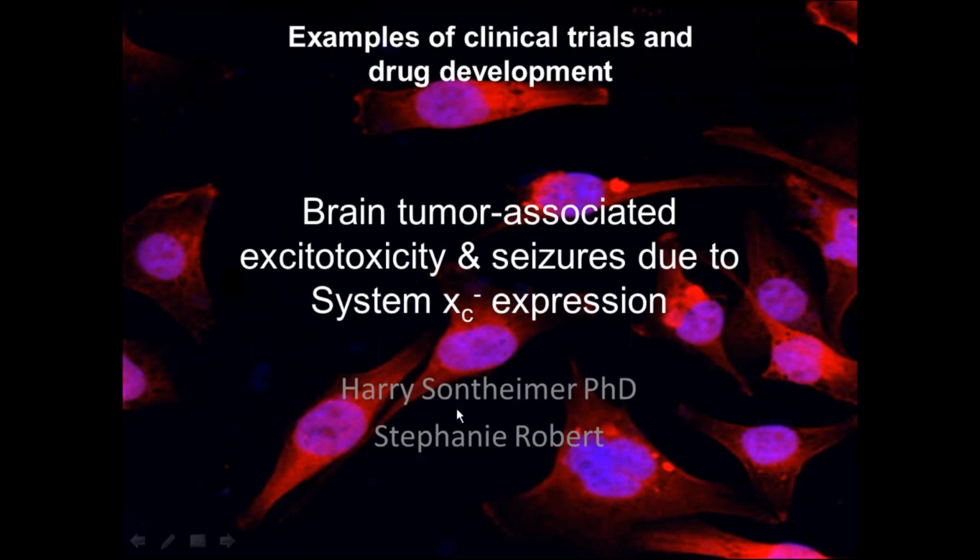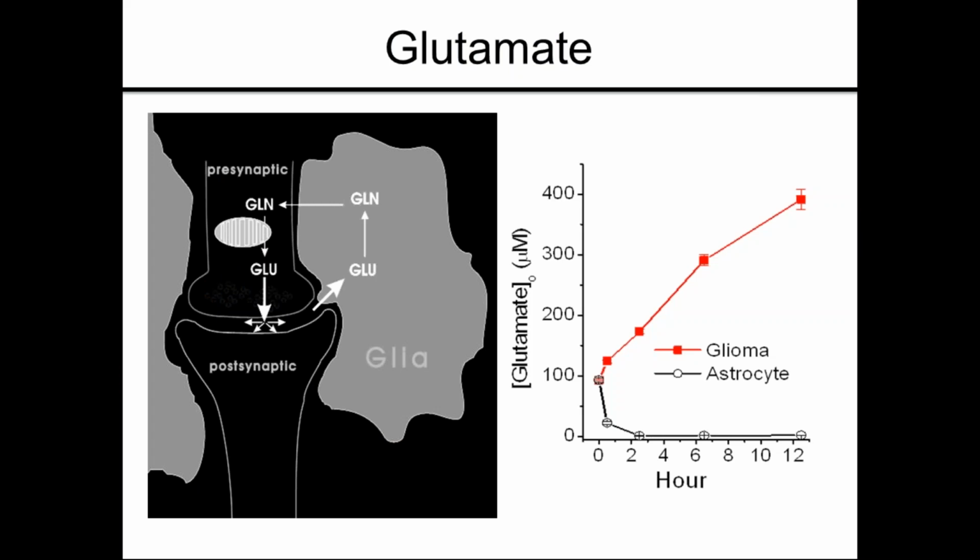So this is actually a project I did with Harry Sontheimer. Harry was a neurobiologist here at UAB, and Stephanie Robert, who was an MD PhD graduate student. And so they were interested in this process of brain tumor-associated seizures and excitotoxicity. They'd been particularly interested in this neurotransmitter glutamate, which normally the function of an astrocyte or a glial cell is to suck that up. Glutamate is really how neurons communicate with each other. And so if you leave it out there in what's called the synaptic cleft for too long, then it may cause what we call excitotoxicity.